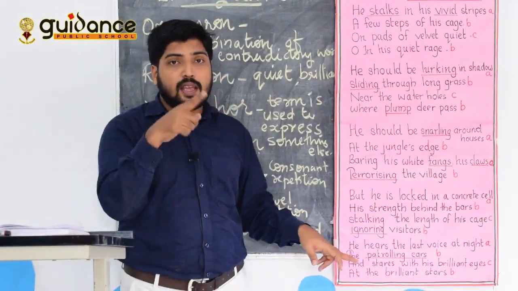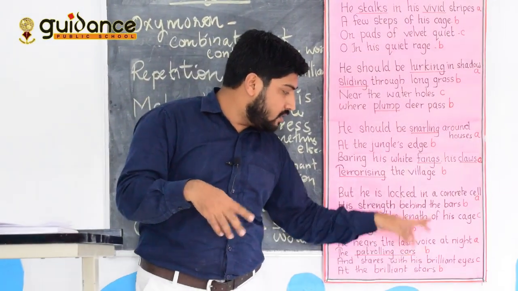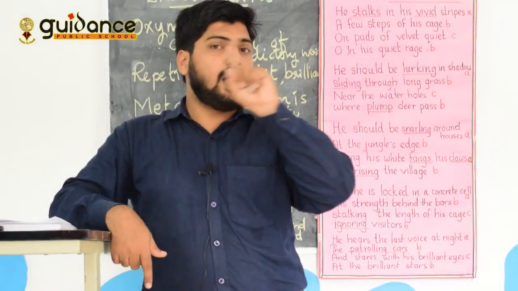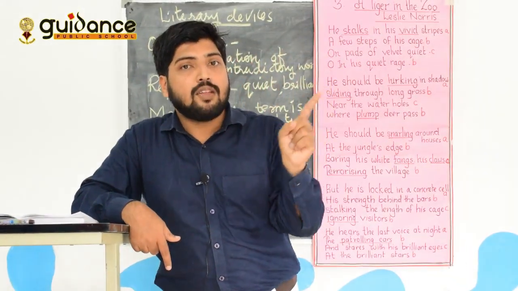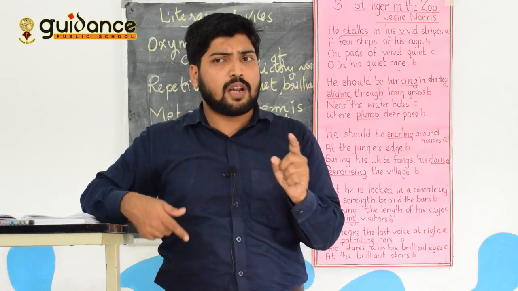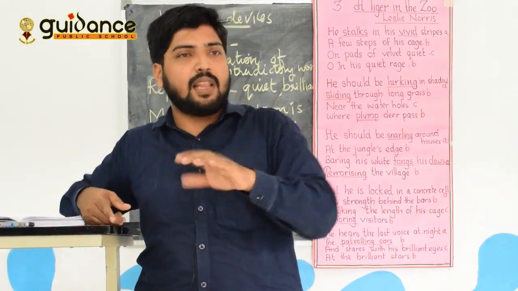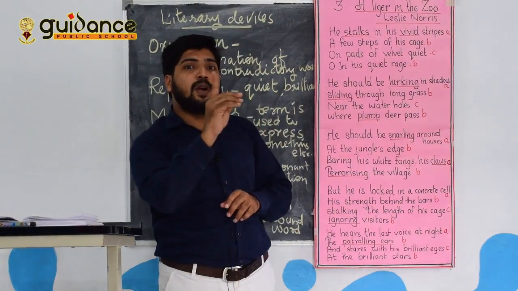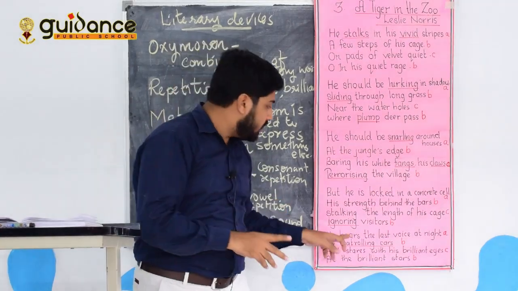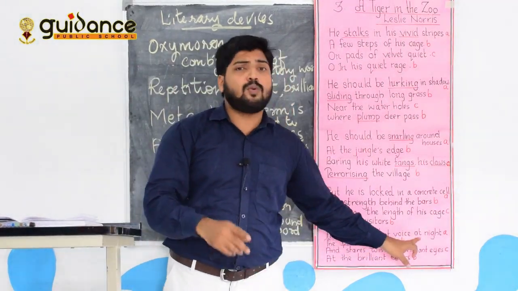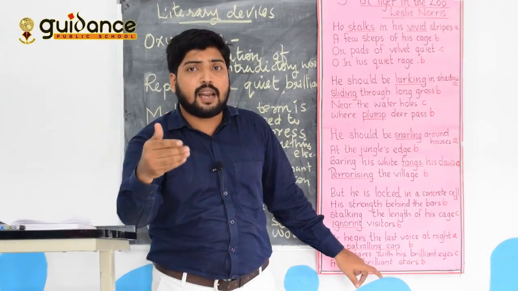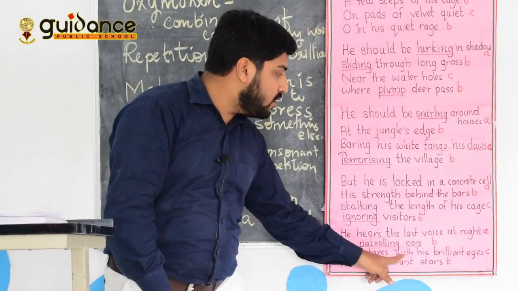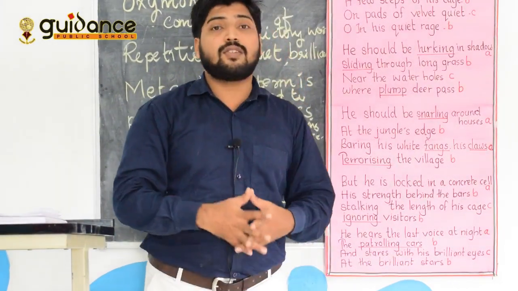Patrolling means roaming. Roaming cars means the vehicle of the guard patrolling, roaming in the zoo. For what, can you tell me? Alright, very good. To check whether everything is right or not. The same patrolling sound is heard by the tiger at night. Okay, he hears the last voice. What is the last voice heard by the tiger? Oh, what? Really, very good. Patrolling cars. And stares with his brilliant eyes at the brilliant stars.